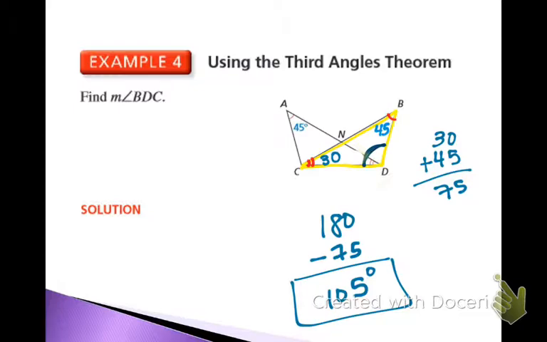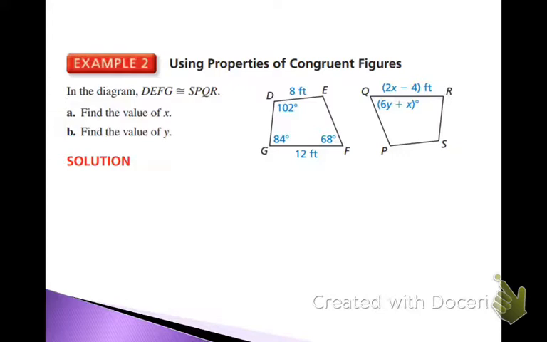Okay, next example. Using properties of congruent figures is the second to last problem we have. In the diagram, DEFG is congruent to SPQR. So here's what we're going to do. We're going to mark angles congruent. What is D going to be congruent with? S. So go ahead and mark it on your paper. D and S. We mark it with one congruent mark.